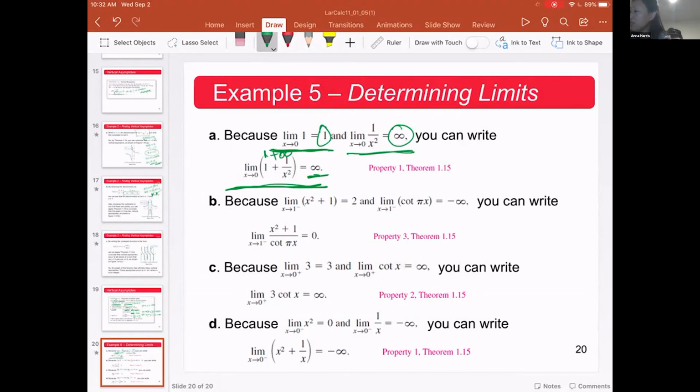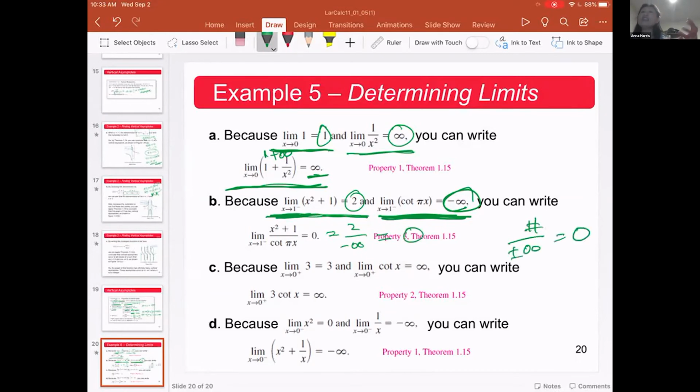Okay, next one, look at this problem. Coming from the left-hand side of 1, this one gives me 2. This other limit from the left-hand side gives me negative infinity. So if I put them together, I get 2 over negative infinity. Since infinity is a huge number, 2 divided by it gives me 0. Any number divided by positive or negative infinity gives me 0.